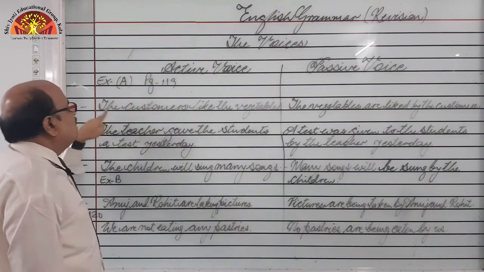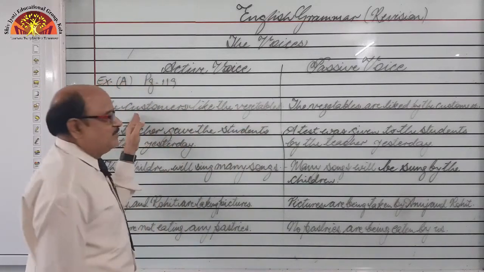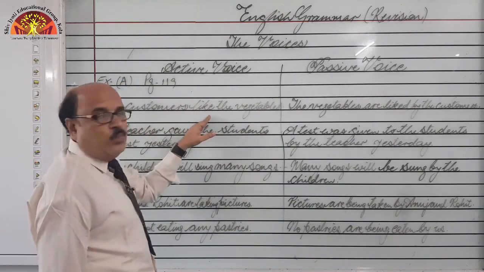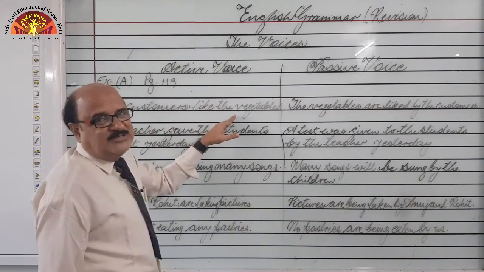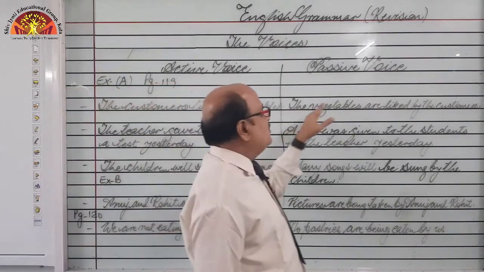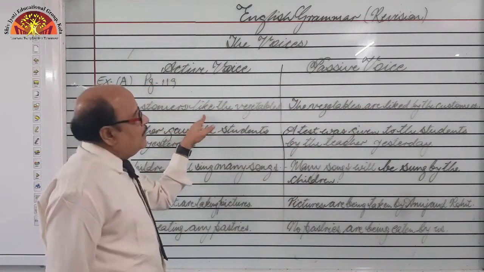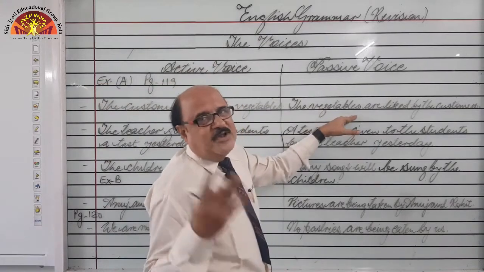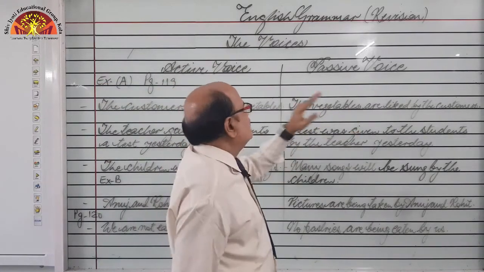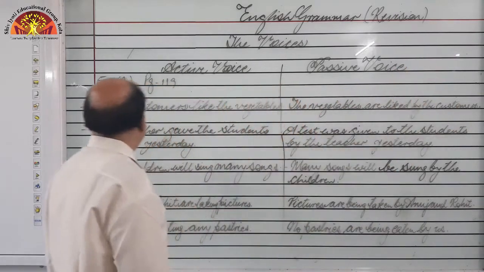The sentence is, the customers like the vegetables. The customers, subject, like, main verb, and the vegetables, object. So swapping subject and object. So the vegetables are, because this is present indefinite, like it takes is, am, are. We have already learned the tenses rules, right? So the vegetables are liked by the customers.